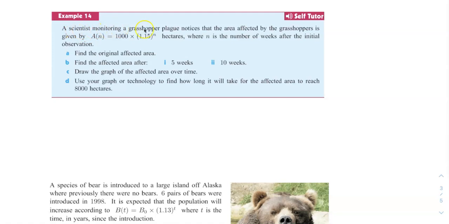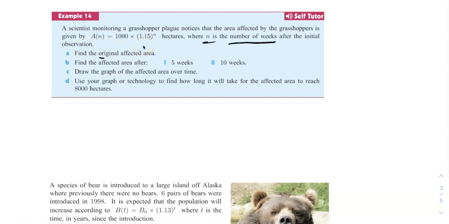A scientist monitoring a grasshopper plague notices that the area affected by the grasshopper is given by this. So this is the area affected by the grasshopper in hectares, where n is the number of weeks after the initial observation. So n is weeks after observation. So find the original affected area.